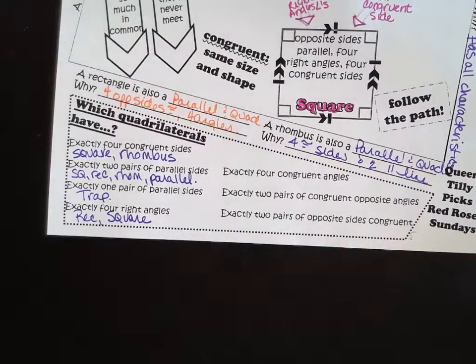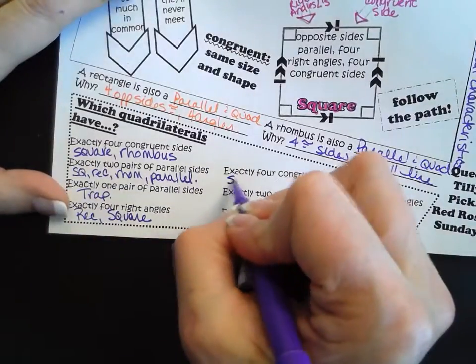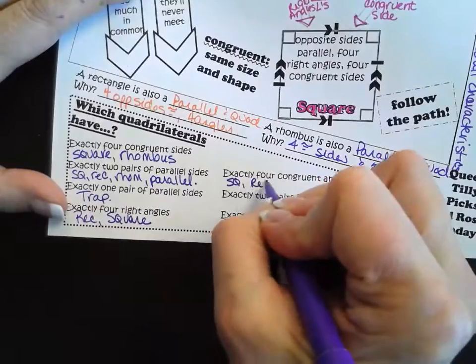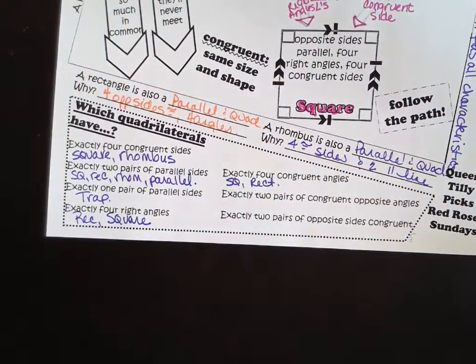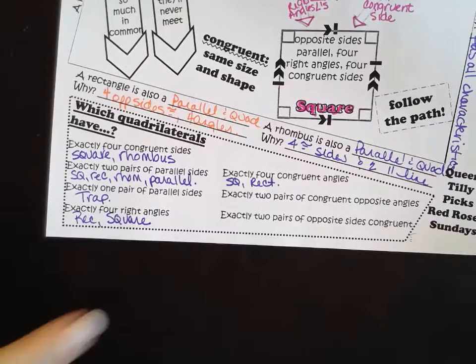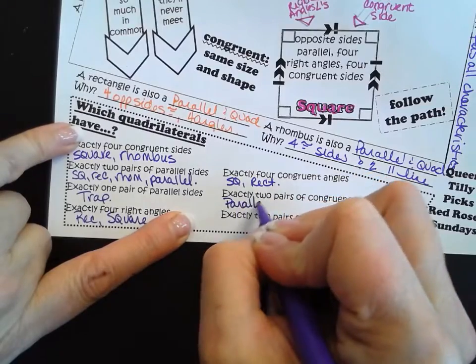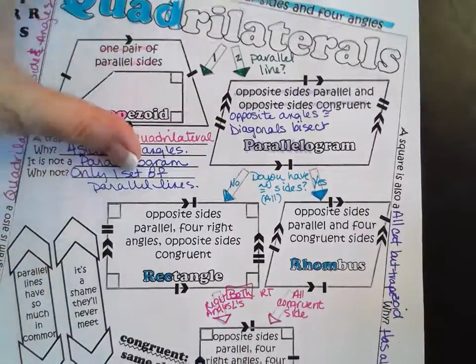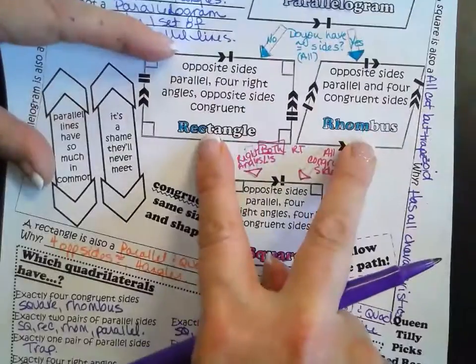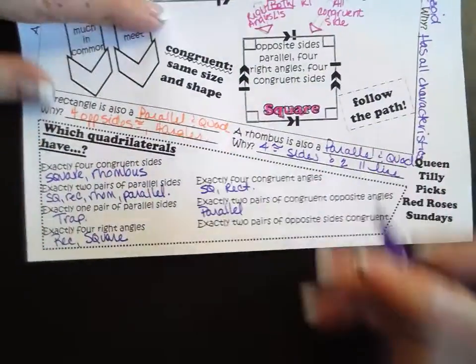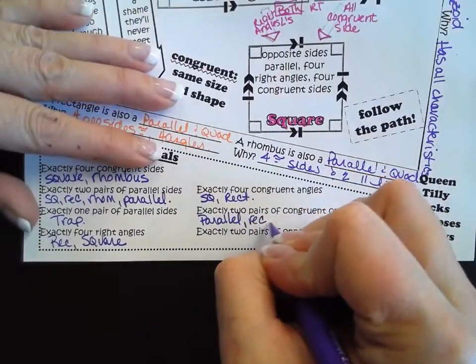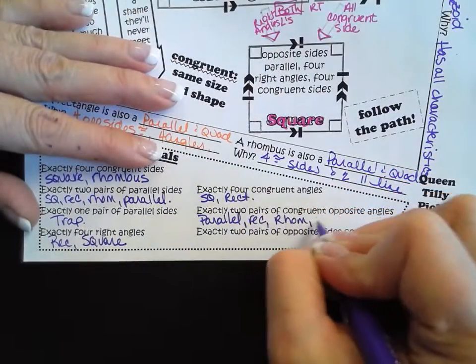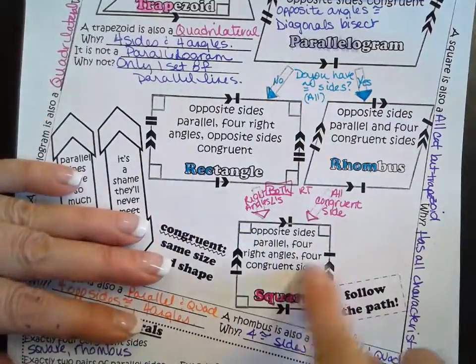Which one has exactly 4 congruent angles? Rectangle. Square. What else? A rectangle. Which one has exactly 2 pairs of congruent opposite angles? Parallelogram. And since it's a parallelogram, that automatically means that what other ones have it? Rectangle and a rhombus and the square. Because if it's underneath it, it has all the characteristics as well.